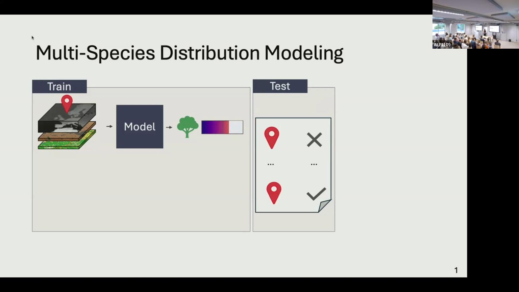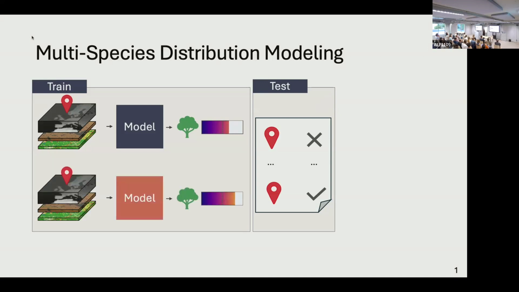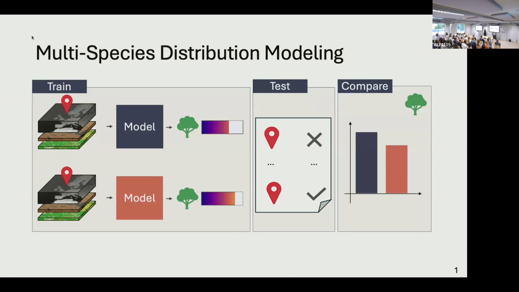So we have a list of presences and absences, and we check how well the predicted probability of occurrence for that species aligns with these expert-denoted lists. And then we also know the procedure. We can not only train one model, but we can train multiple models. And then from this, we get a benchmark or a comparison table, and we can pick our model that performs best for the species.